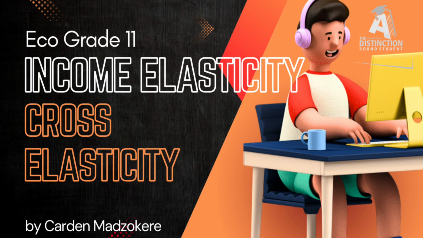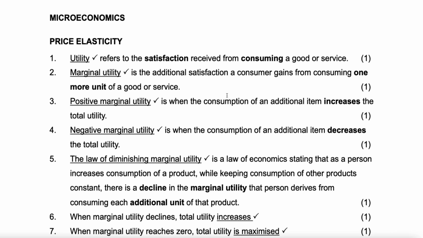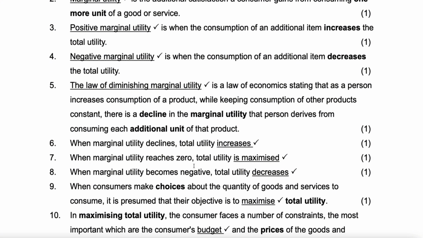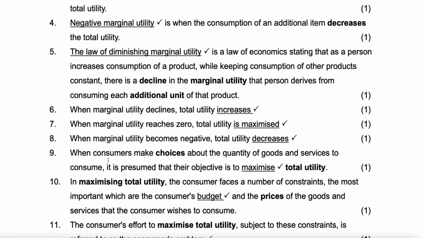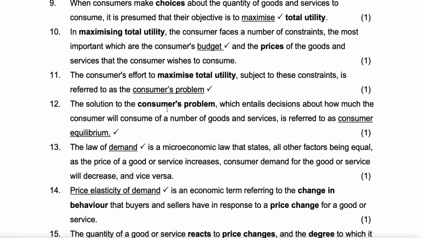I'm the author and publisher of the Distinction Bound Student Textbooks, and welcome to a continuation on a lesson on utility and elasticity. Now, I'll start with a recap on the previous lesson. In the previous lesson, we introduced utility, we defined it. Then we spoke about the law of diminishing marginal utility. So obviously we touched on marginal utility. Then we said the relationship between utility and total utility, to say what happens when marginal utility declines or reaches zero or becomes negative. Right, then we went on to talk about consumer problem and consumer equilibrium.